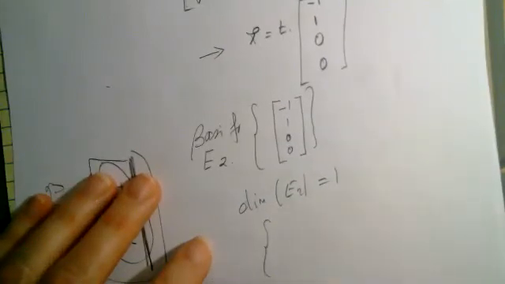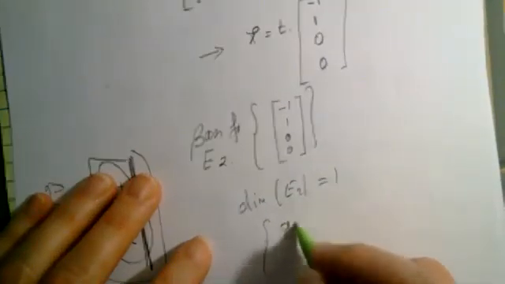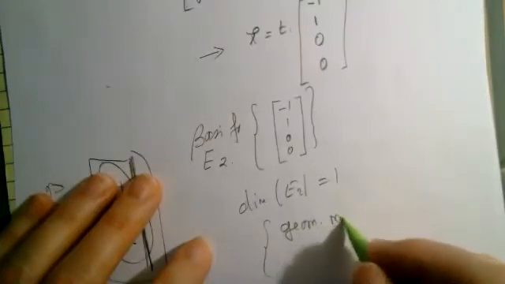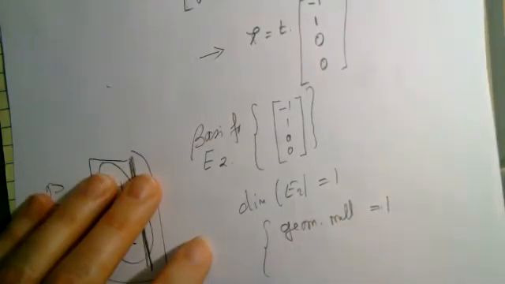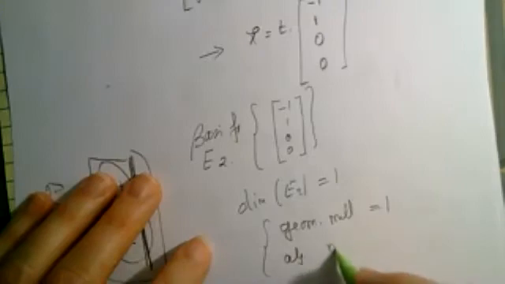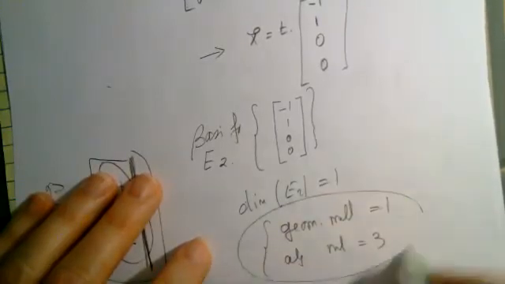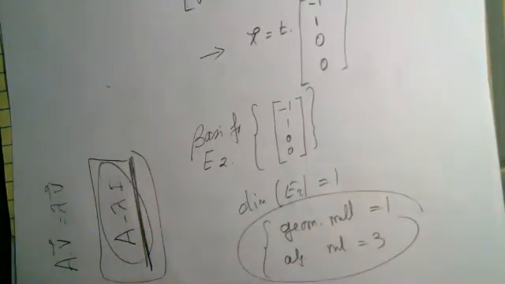So here is the thing. The geometric multiplicity is 1. The algebraic multiplicity is equal to 3. So these are the terminologies that we're using.